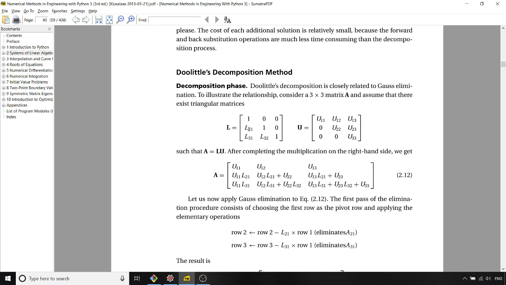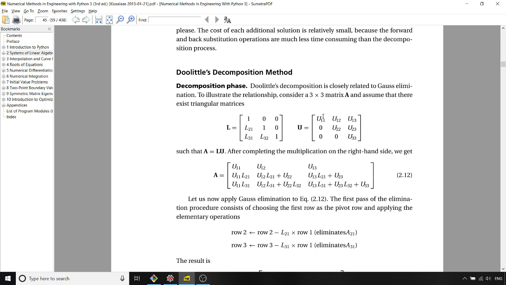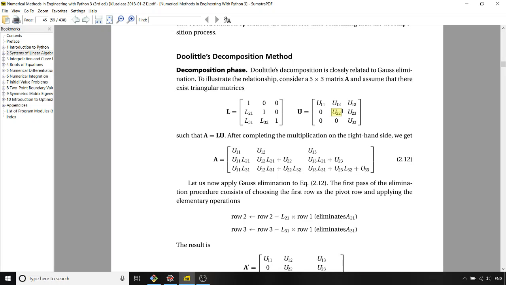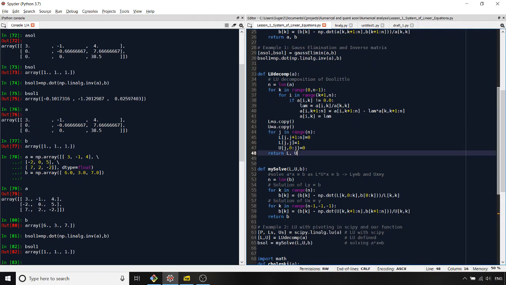So for the second row it's this, for the first row it is here, and then the second and third columns will be 0, and the diagonal elements will be 1. And for the upper triangle matrix, for the second row the columns until the second column will be 0, and the same for the third row. So these are done here, and then we return LU as the function value.